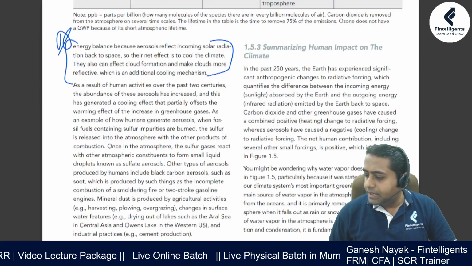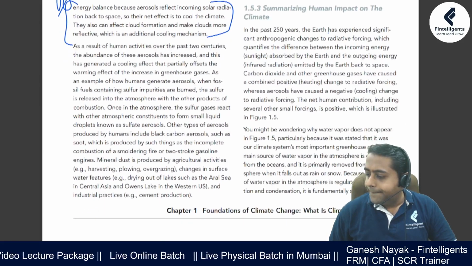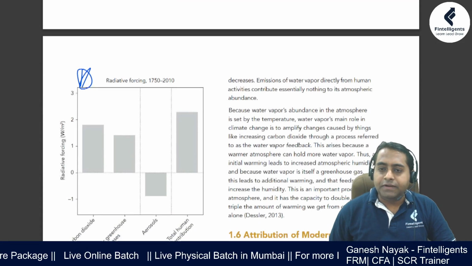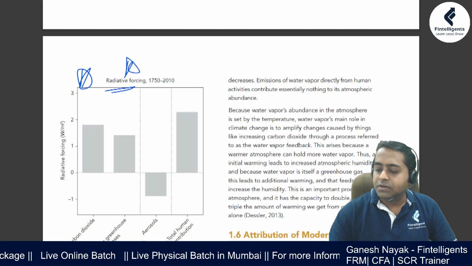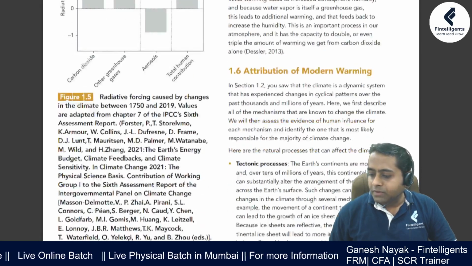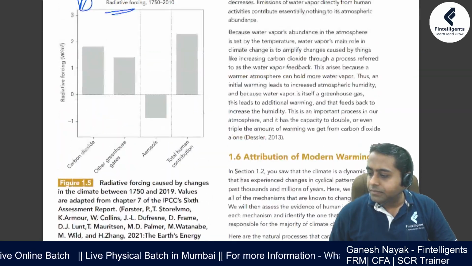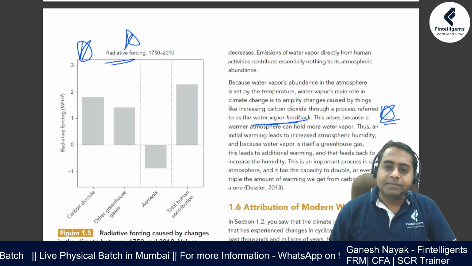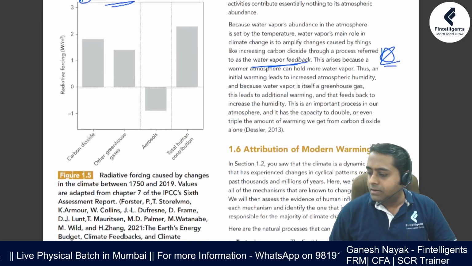Summarizing human impact. Evaporation is okay. This diagram connects back to radiative forcing. The concept of radiative forcing, you should be clear, so mark it as star. Water vapor feedback loop as a concept is very important, so mark it as star.